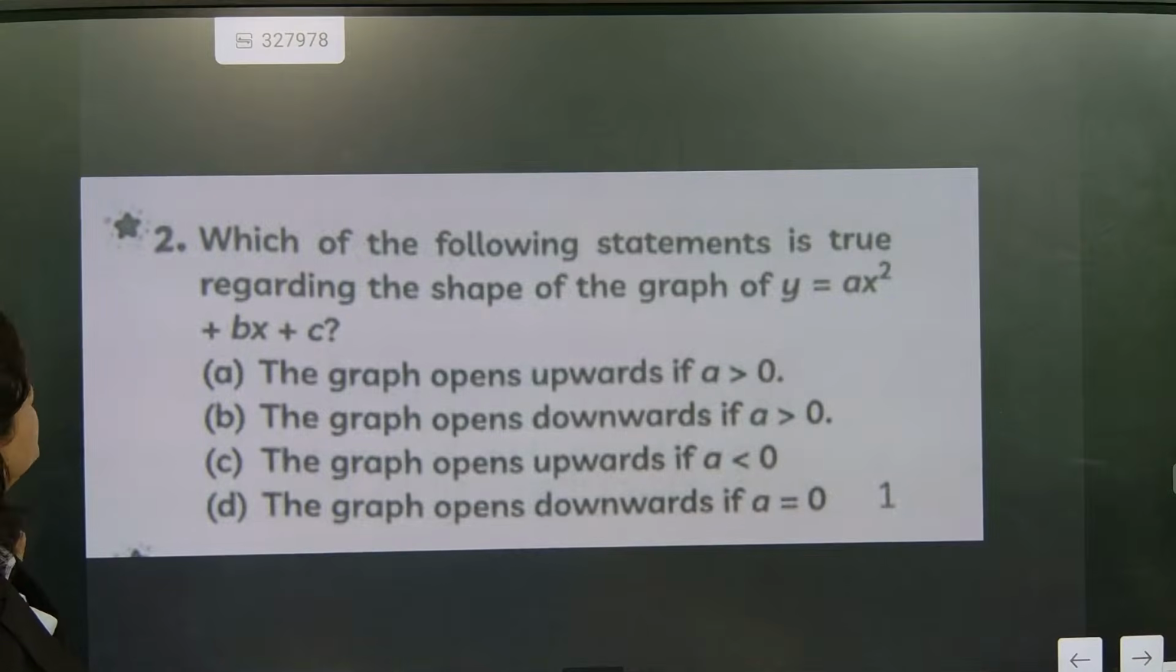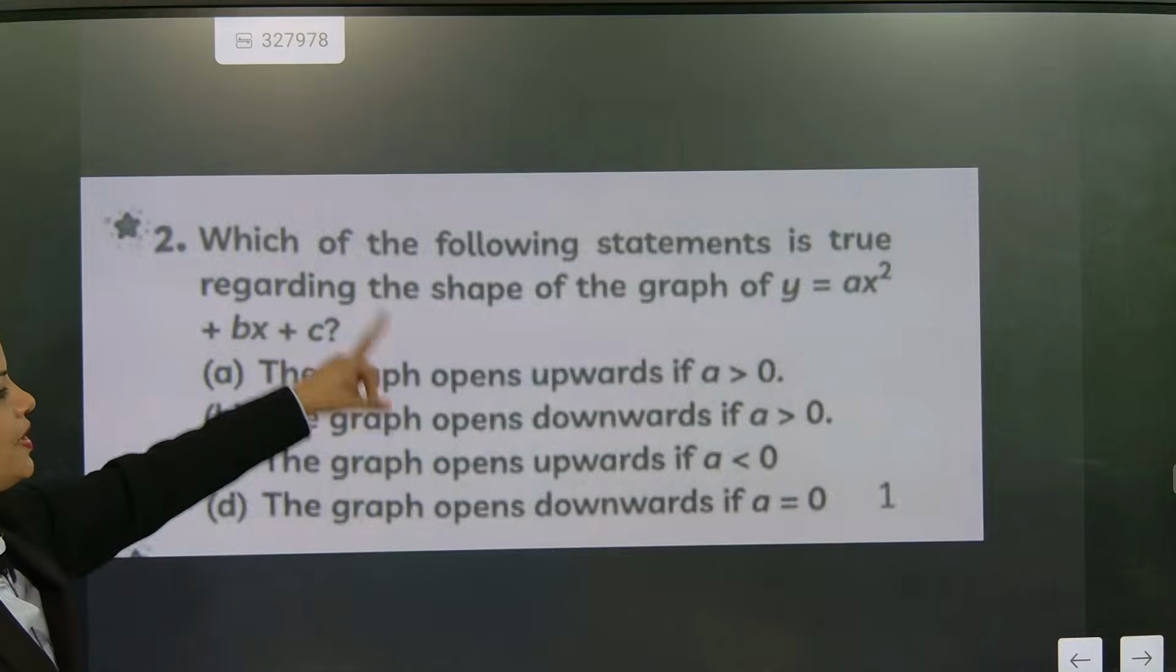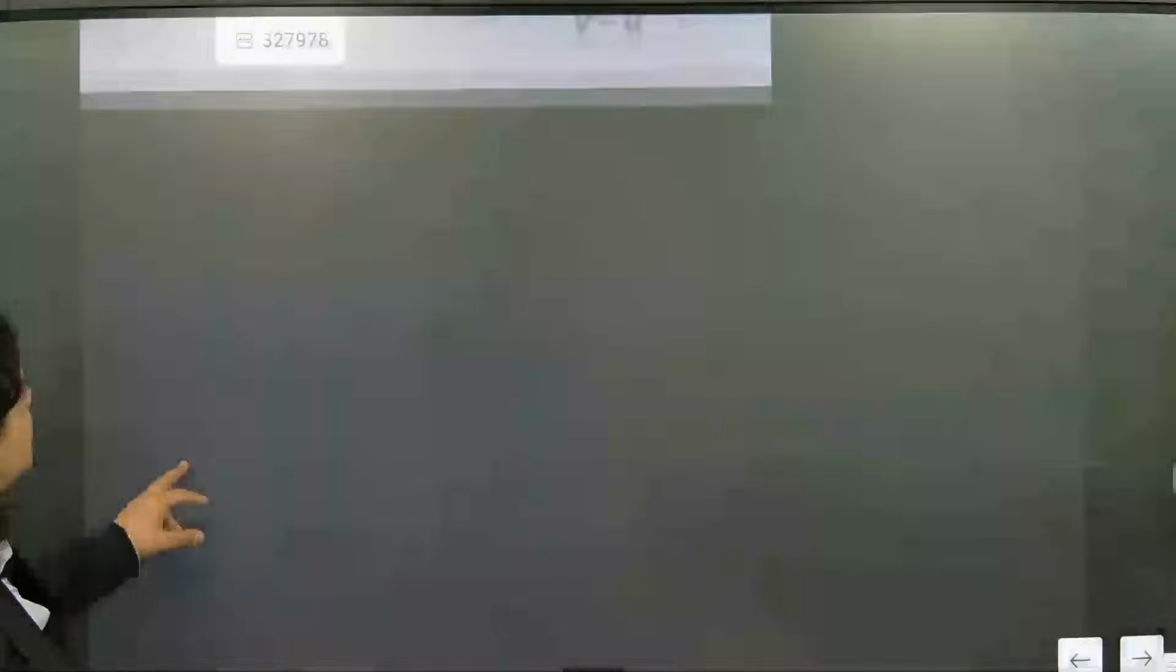The graph opens upwards. When the coefficient is positive, the graph will open upward. So this question we have done. Now check this part.